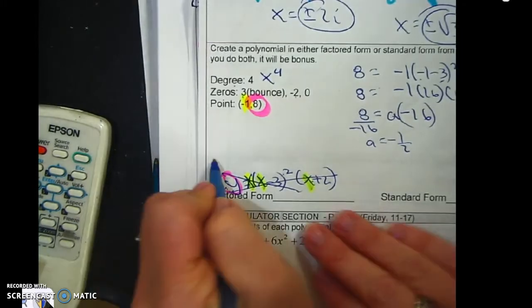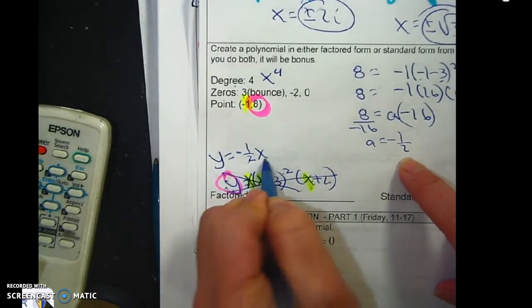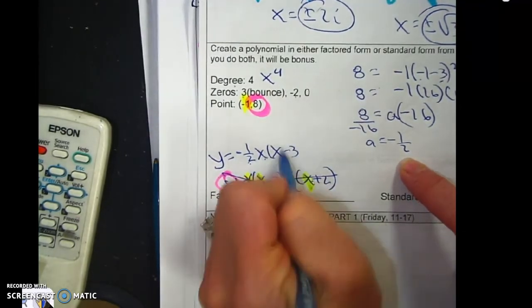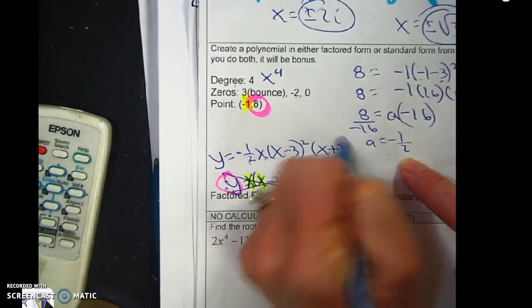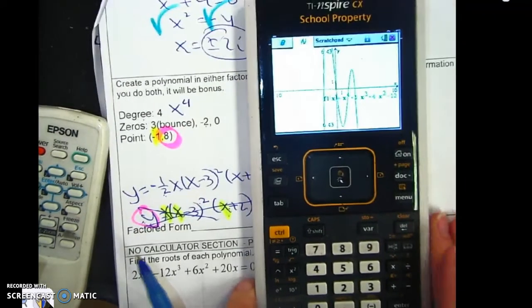Therefore, my actual equation in factored form is negative 1/2 x, because remember, when you have an x, it's going to equal 0, but you don't know if there's a number there. x minus 3 squared, x plus 2. So what I could do right now, and I'll try and do it as efficiently as I can.